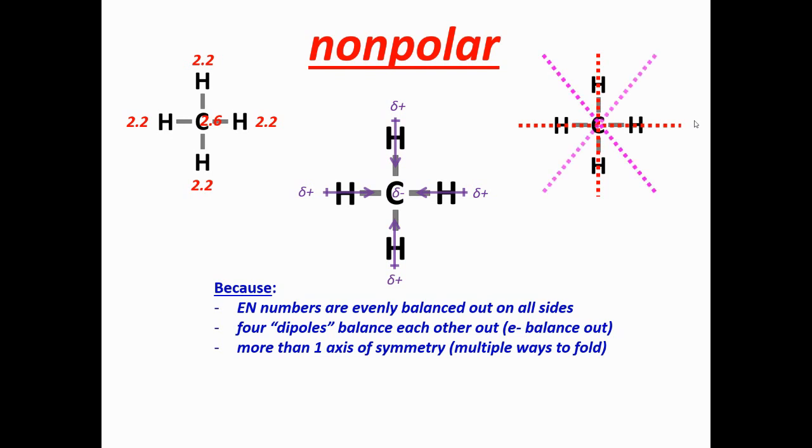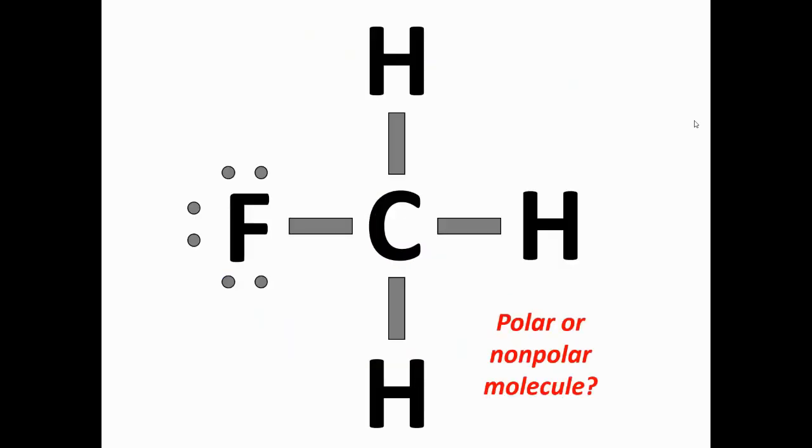Or you can say, oh, I could fold this horizontally, fold it vertically, fold it diagonal in either direction. It's got multiple axes of symmetry. That means it's a non-polar molecule. It has a symmetrical shape and distribution of electrons. It's not lopsided. Finally, what would this be?